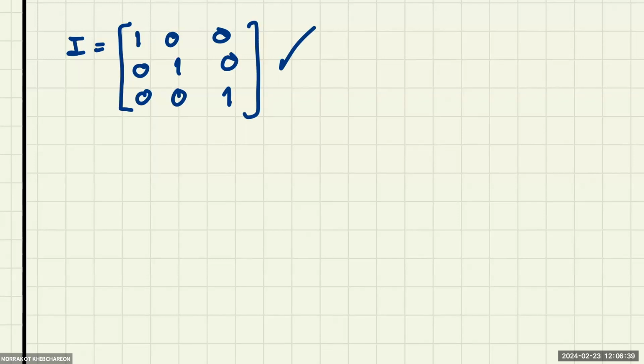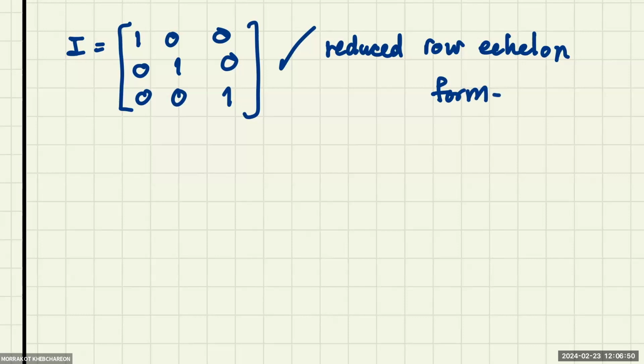So the identity matrix is in reduced row echelon form. Why is that? Look first: is there any row that is entirely 0? No. The pivot element in the first row is 1, the pivot in the second row, in the second column, is shifted to the right, and the third row is shifted to the right. So matrix I is in reduced row echelon form.